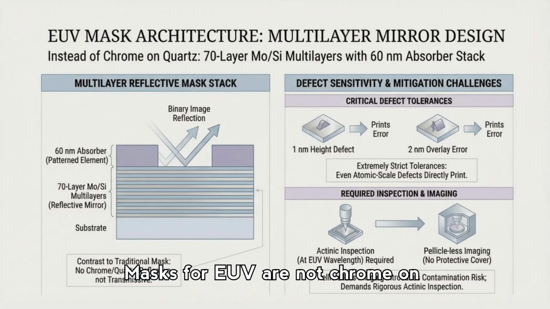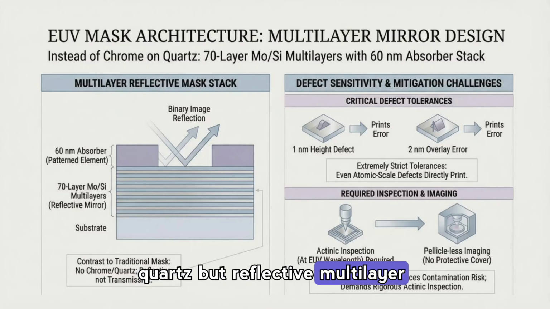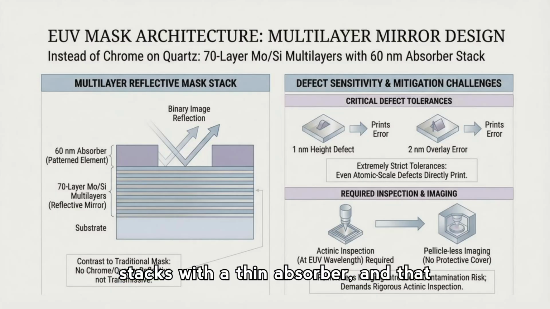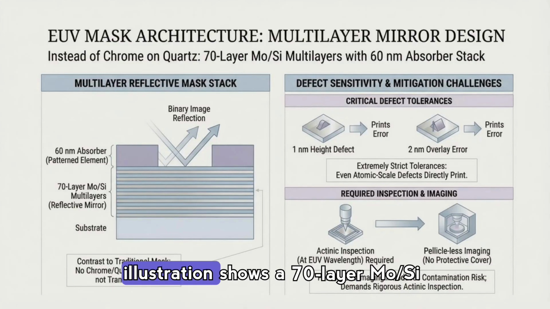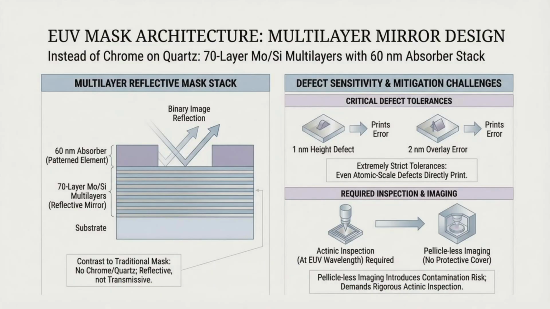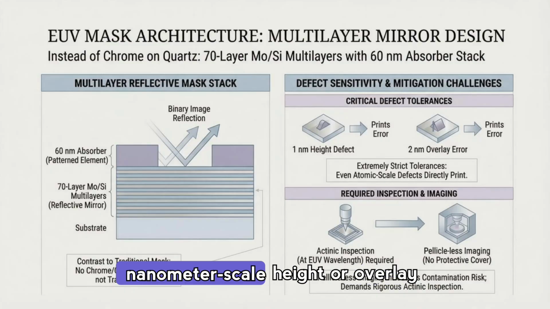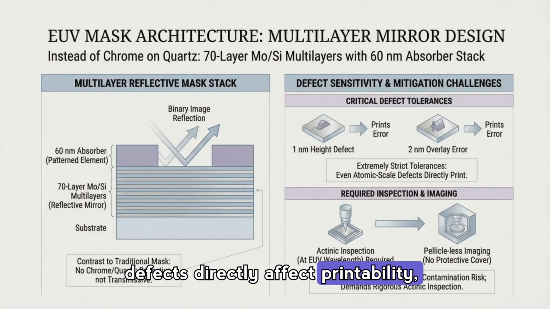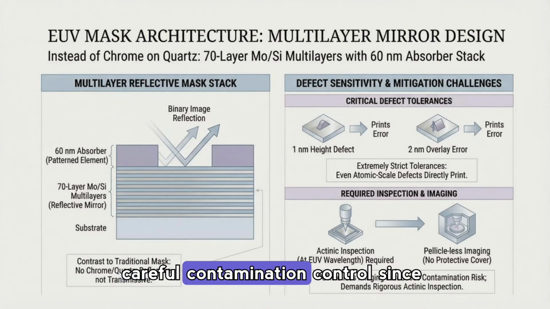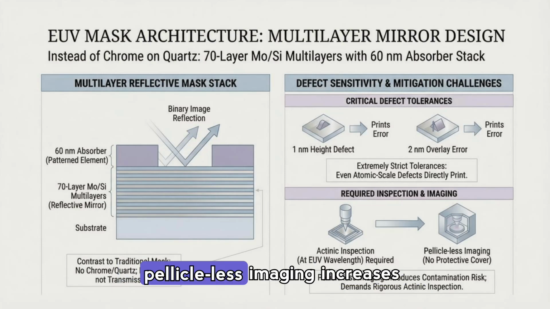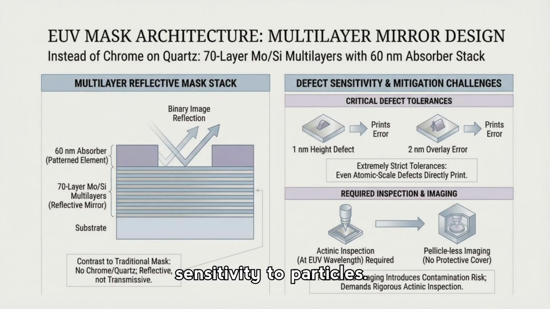Masks for EUV are not chrome on quartz but reflective multilayer stacks with a thin absorber, and that change brings new defect and inspection challenges. The illustration shows a 70-layer Mo/Si mirror with a 60 nanometer absorber and emphasizes how nanometer scale height or overlay defects directly affect printability, requiring actinic inspection and careful contamination control, since pellicleless imaging increases sensitivity to particles.